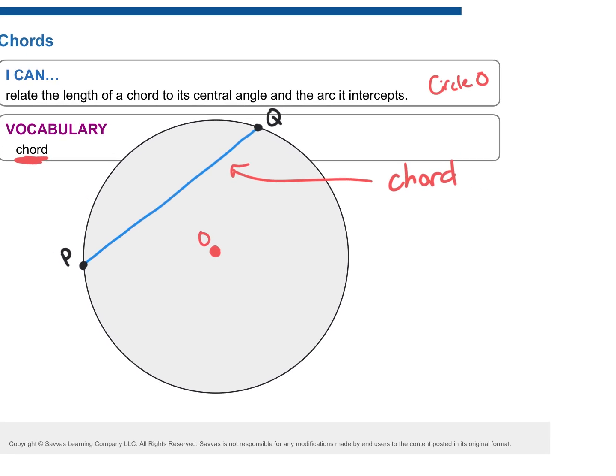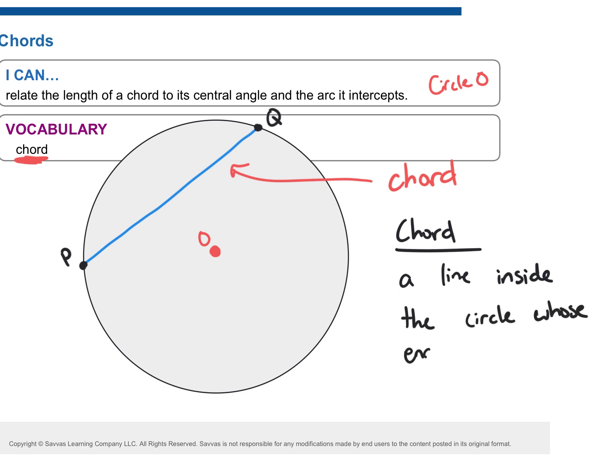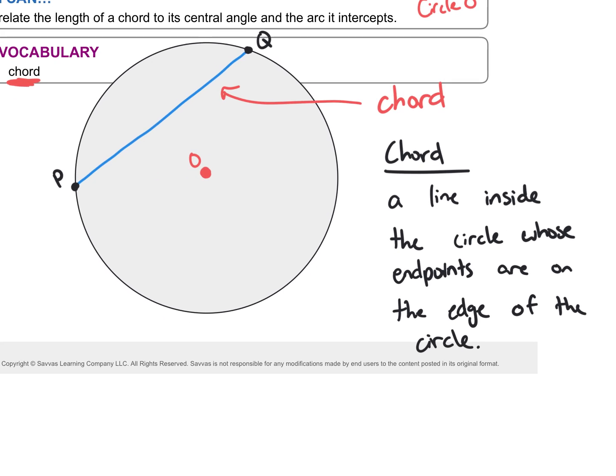I'm going to give you a definition. A chord is a line inside the circle whose endpoints are on the edge of the circle. And along with that, a little note to write underneath it: does not go through the center. So a chord is a line inside the circle whose endpoints are on the edge of a circle.